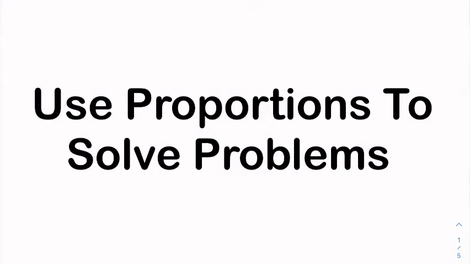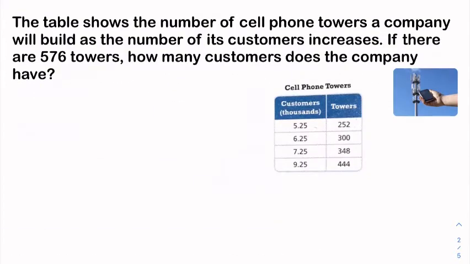Use proportions to solve problems. The table shows the number of cell phone towers a company will build as the number of its customers increases. If there are 576 towers, how many customers does the company have?